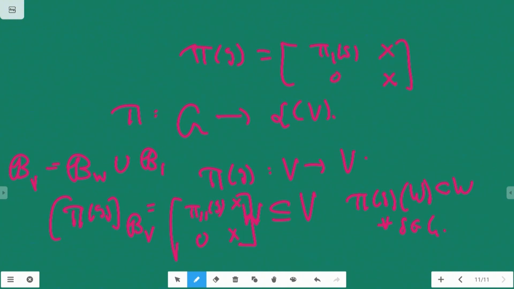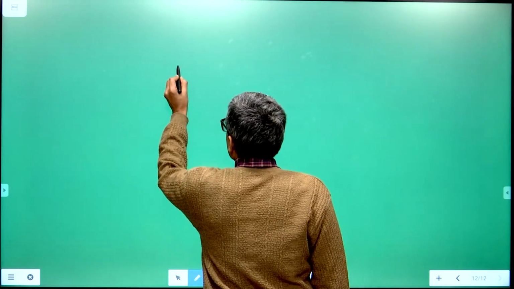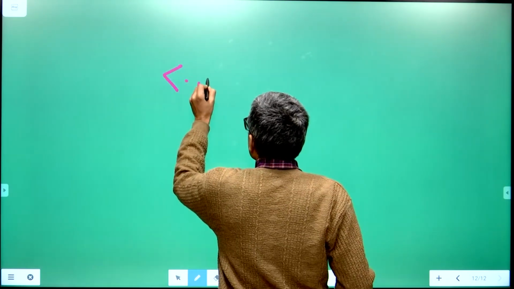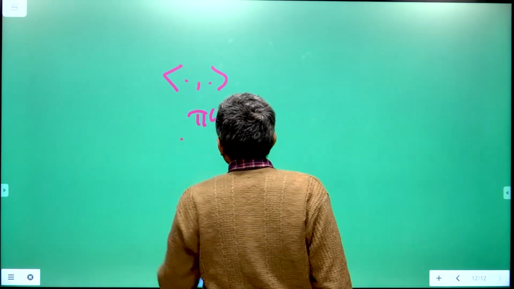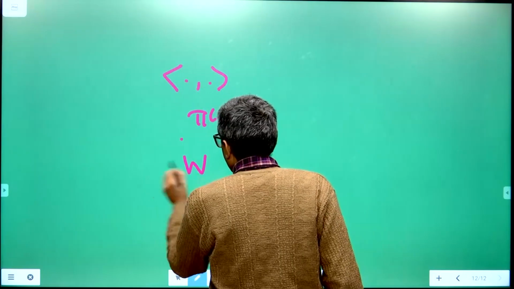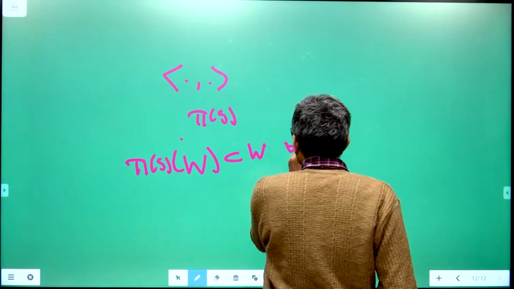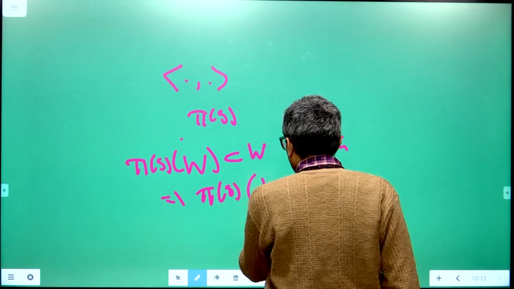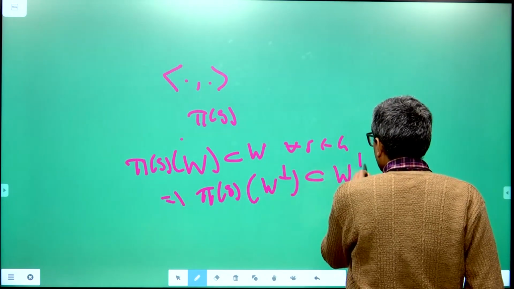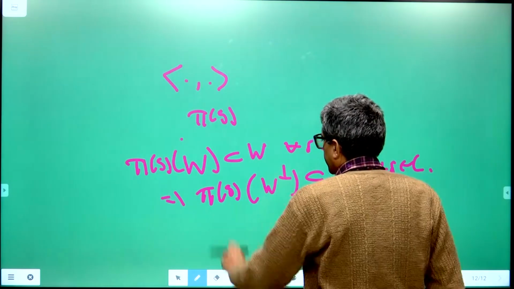But you see one thing, if W is an invariant subspace, then W perpendicular is also a pi invariant subspace because pi is unitary with respect to the new inner product. You have chosen an inner product relative to which pi g is a unitary matrix. So if W is invariant, that means pi g W is contained in W for every g belonging to G, then it implies that pi g W perpendicular is also contained in W perpendicular for every g belonging to G, because pi g is a unitary representation.